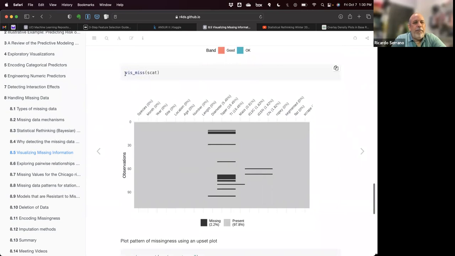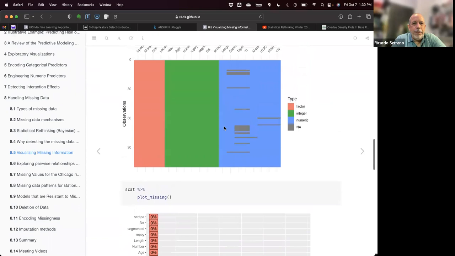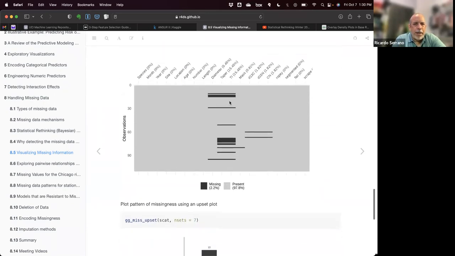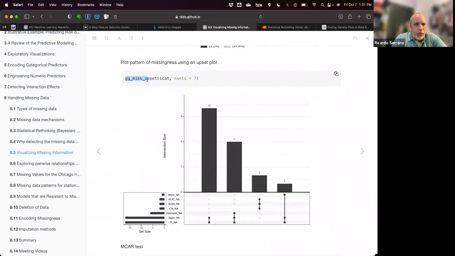Then going back to the visdat, another visualization, now we have the percentages again. And here the missing values are kind of not easy to visualize because it's a gray background and a black. Now you can see clearly that Diameter, Tapir, and TI, definitely when one has a missing value, the other ones are also missing. And that's very important, in other words, to your impute strategy. Okay. This one is also from the naniar package, and it's called the upset plot.